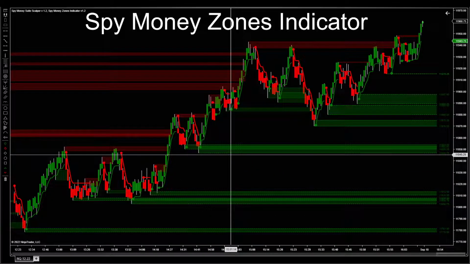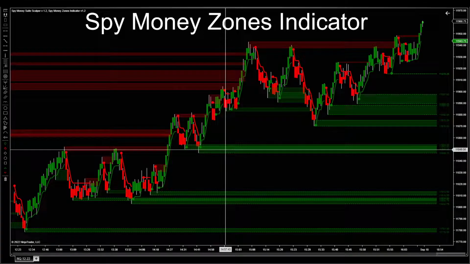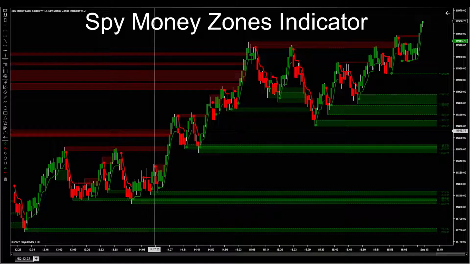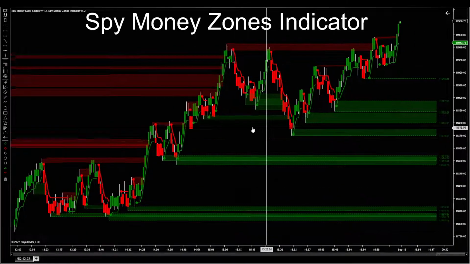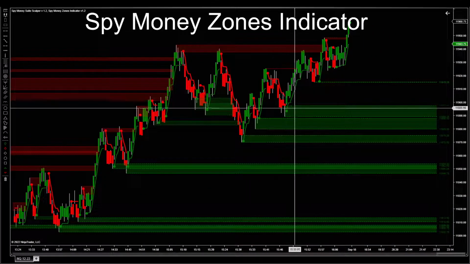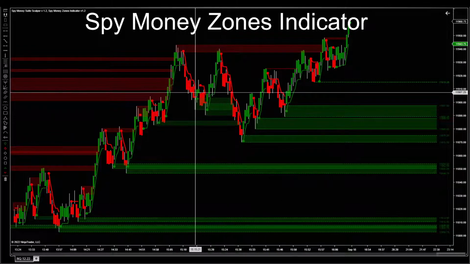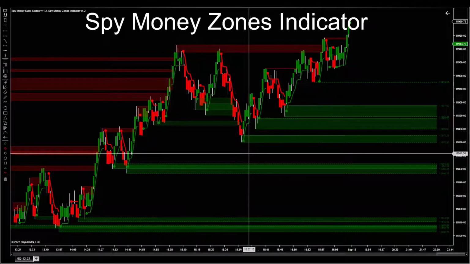you can choose these on different time frames. So if you're trading a 1 minute chart but you want to see the zones on a 5 minute chart, or maybe you're trading a tick chart and you want to see the zones on a 5 minute or 10 minute, you can change those to make it work better for you. I'm a scalper, so I trade the zones based on the time frame that I'm trading.